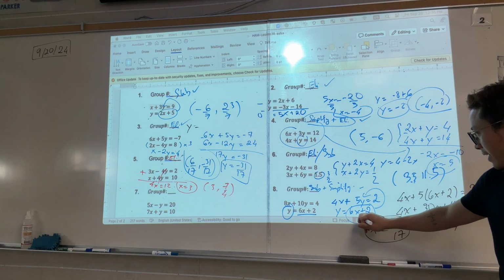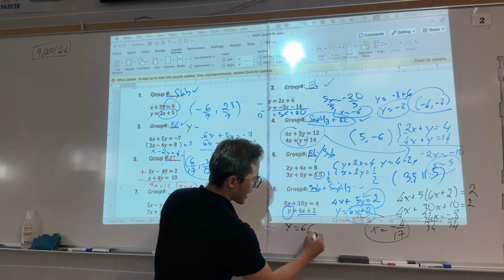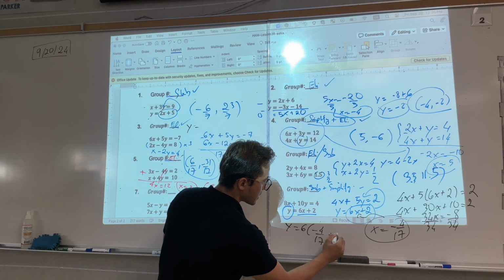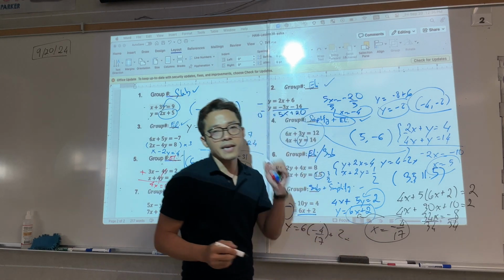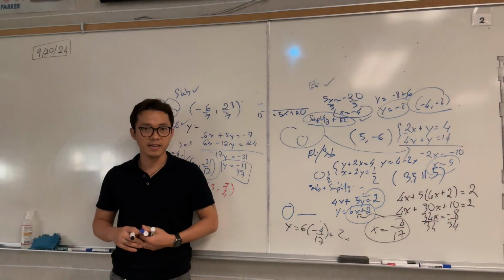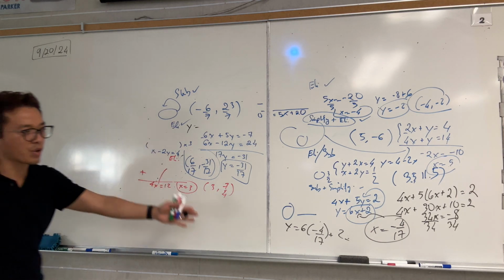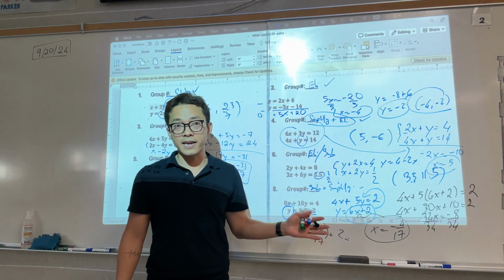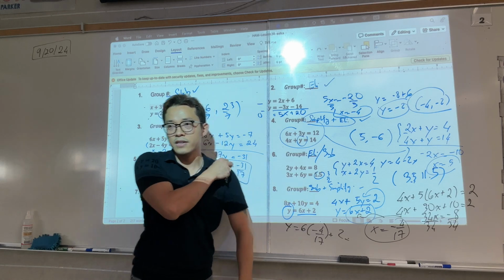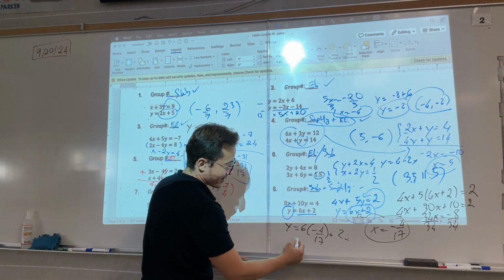So now I'm going to plug it in here. So y equals 6 times negative 4 over 17 plus 2. Maybe I'm not going to give you some really ugly number on the test. Just for the sake of practice, I'm going to give you something here. Just so you know, sometimes the number can be very ugly. But maybe on a quiz or a test, I'm going to give you just beautiful numbers.